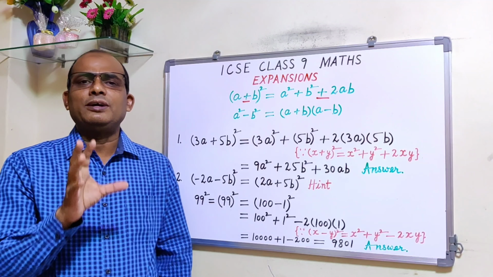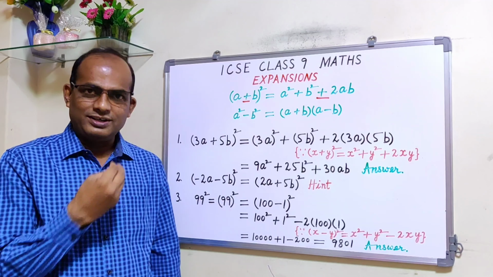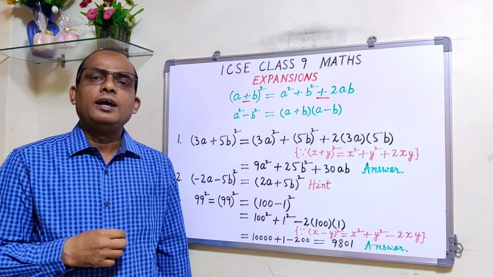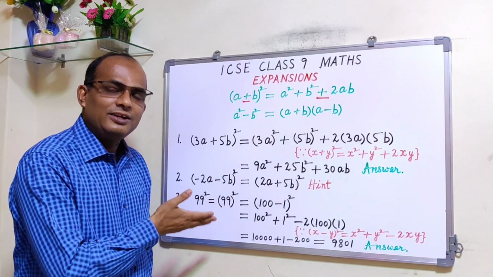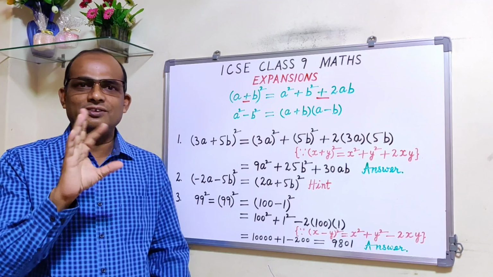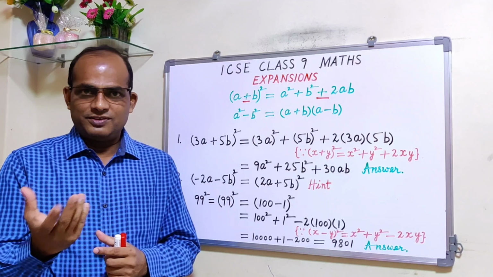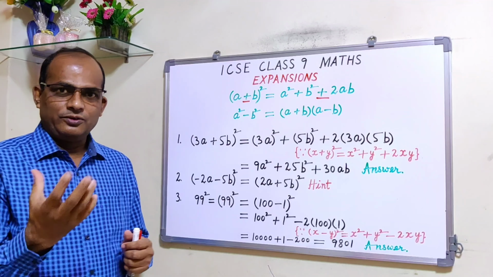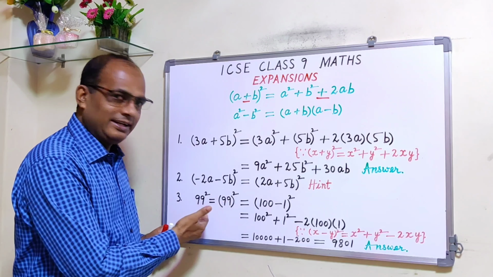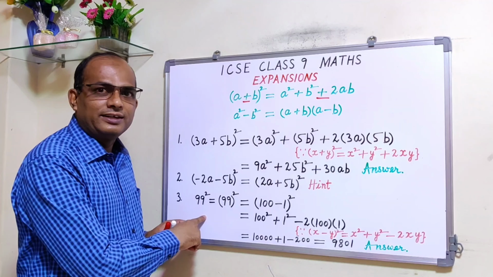Or sometimes, suppose by mistake, the paper setter is not writing that use the formula, use the identity, then at least because the question is coming in 9th standard or 8th standard, you should understand that this is not the simple multiplication, because you are not in 6th standard or 5th standard or 4th standard that we are going to ask you to multiply 99 and 99. Alright, so please use identity.